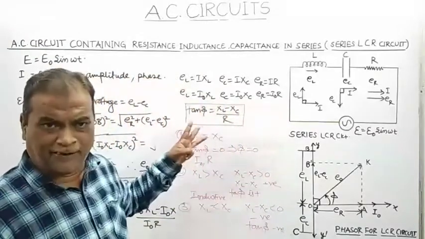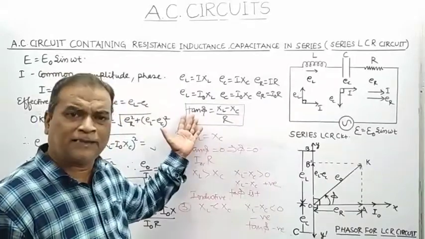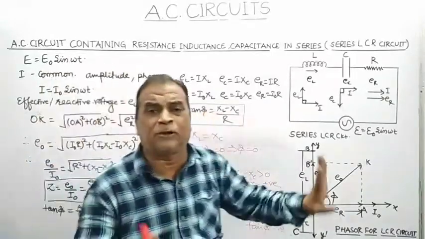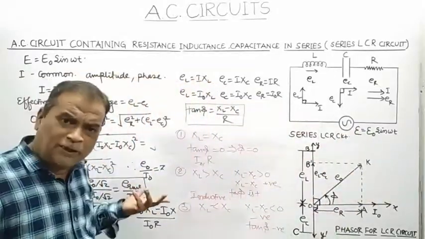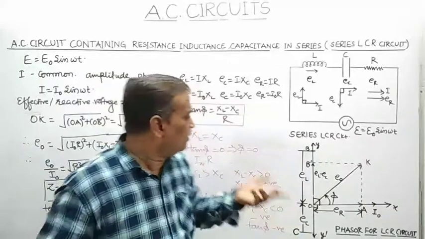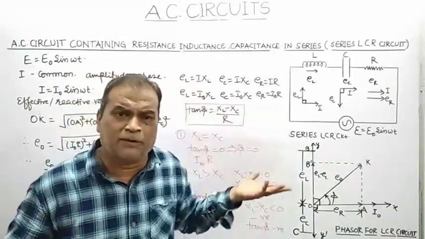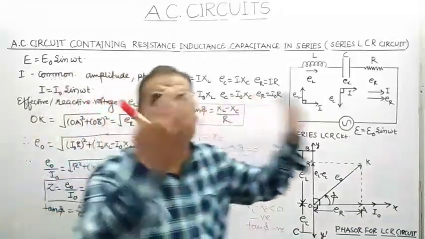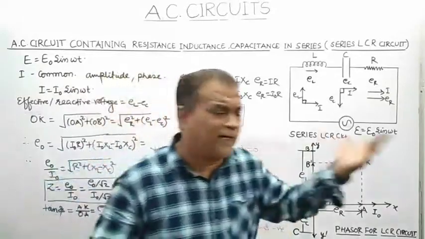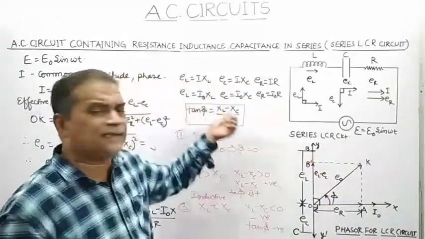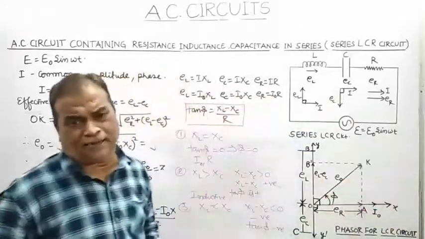Now there are three possibilities. Either XL equal to XC. When XL equal to XC, tan phi is 0, means phi is 0. It means the circuit is purely resistive, non-inductive. Second possibility, XL is greater than XC, means tan phi is positive, means phi is positive, or the circuit is inductive dominated circuit. When XL is less than XC, it means XL minus XC is negative, tan phi is negative, means phi is negative, means the circuit is capacitive dominated circuit.